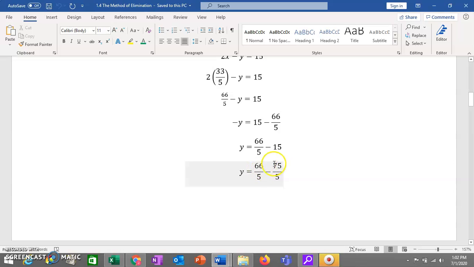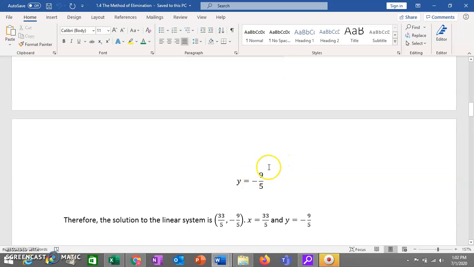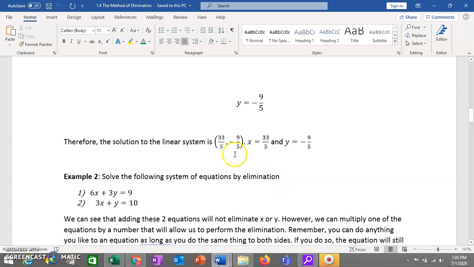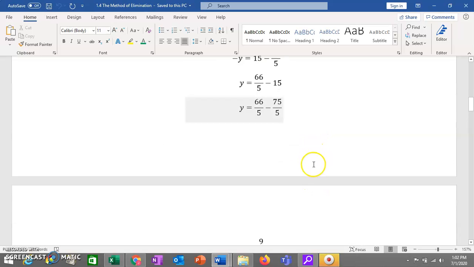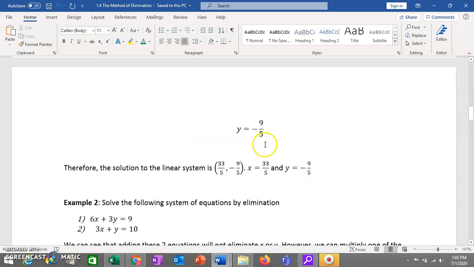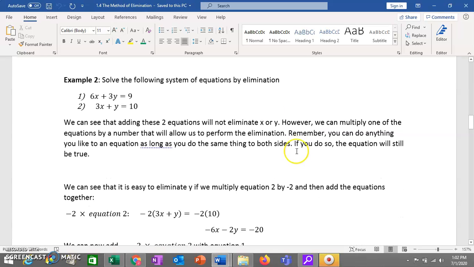So I get 66 over 5, rather, minus 75 over 5, and so I get my answer of negative 9 over 5. And so that's my value for y. So that's it: 33 over 5, comma, negative 9 over 5, or I can just say x equals 33 over 5 and y equals negative 9 over 5. So you can check your work for that one if you want to. I've left that up to you in this case.